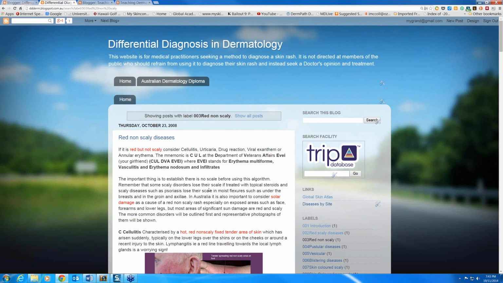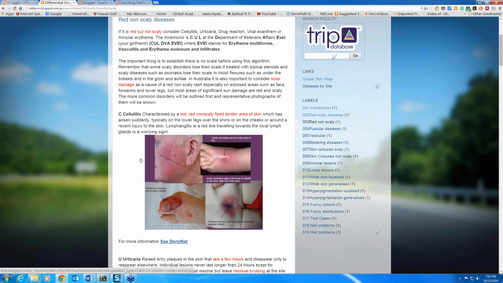A couple of little provisos. Some scaly diseases, if you've been using strong topical steroids on them, will lose the scale. That'll particularly occur in psoriasis and particularly in tinea infections. So if you've got a dermatophyte infection and someone's used strong topical steroids, you may not get much scale there. So you've got to know what someone's been putting on the rash before you definitely say it's a red non-scaly disease. Let's look at C for cellulitis.